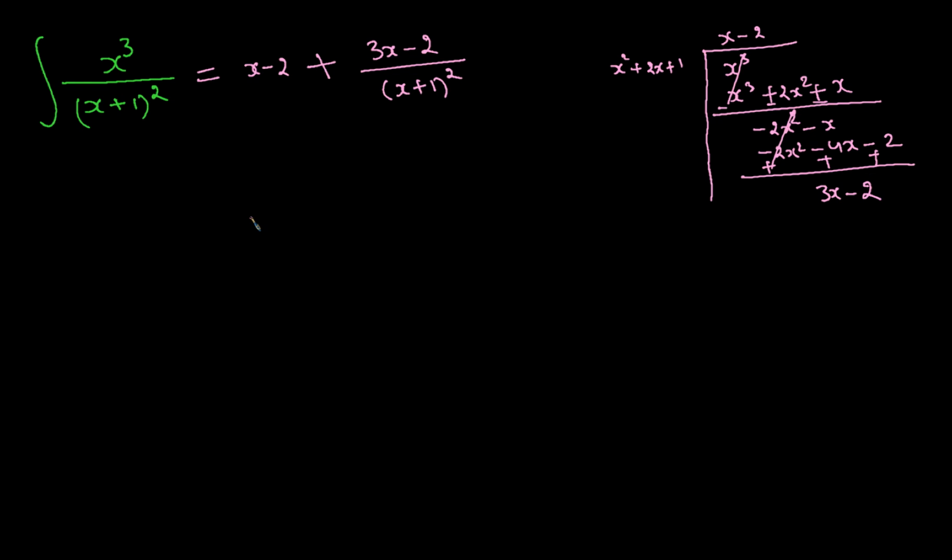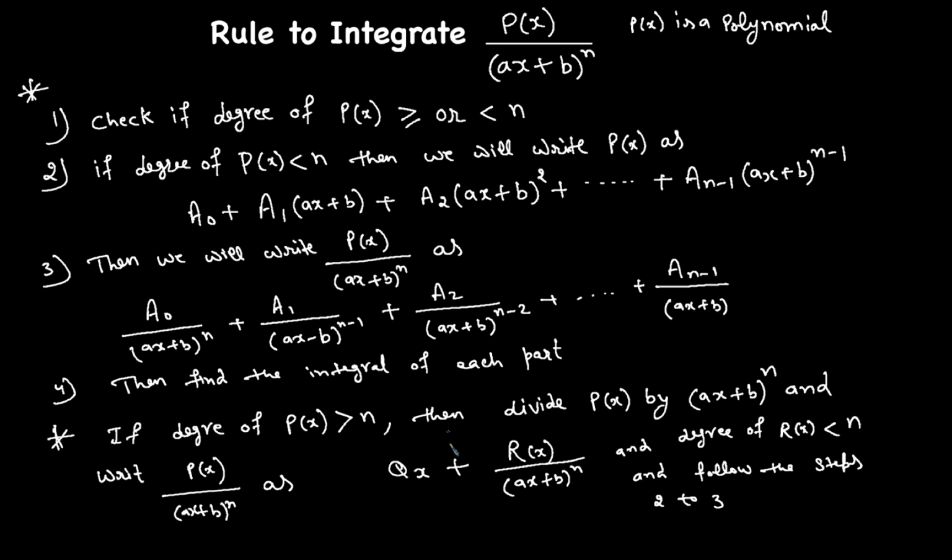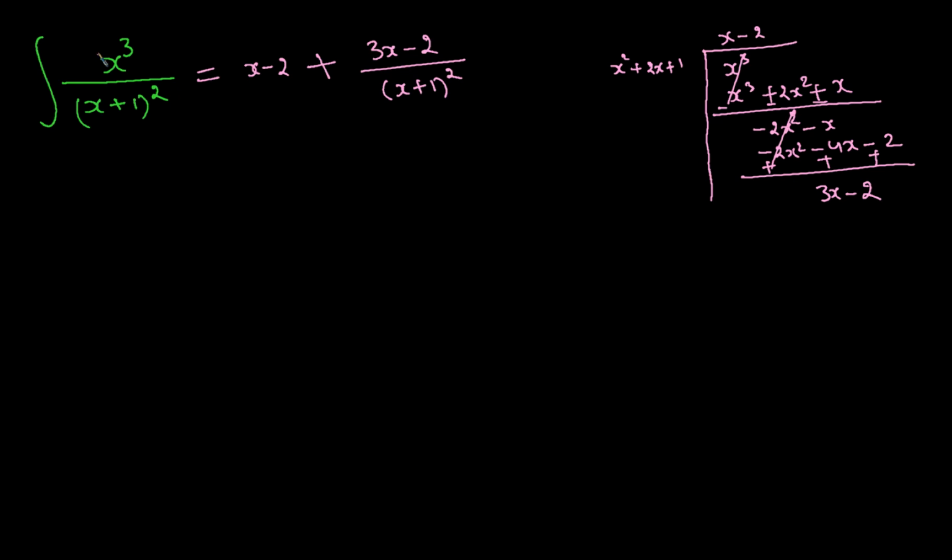Okay, so now if you remember, let's go back to the rule again. We're gonna change the polynomial in terms of the denominator as we did in our last example. So this is the step, and we're gonna go accordingly. So we are not going to do anything to this x minus 2 because we can find its integral easily. Keep them there as it is.